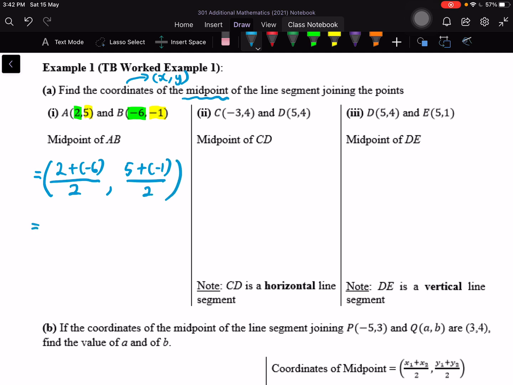So now you can simplify. 2 minus 6, you get -4/2. 5 minus 1, you get 4/2. Simplify further, -2, 2, and you are done.